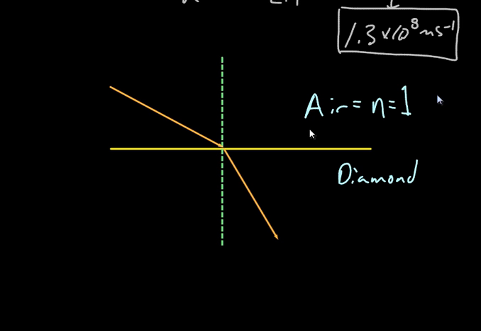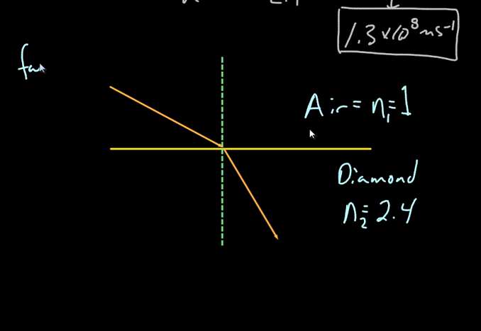But for our purposes, it's such an insignificant or small difference that we just assume that in air, n is equal to 1. Are you cool with that? Okay, sweet. And then in diamond, we said that n was equal to 2.4. So we'll call that n2. n1 and n2. Okay?